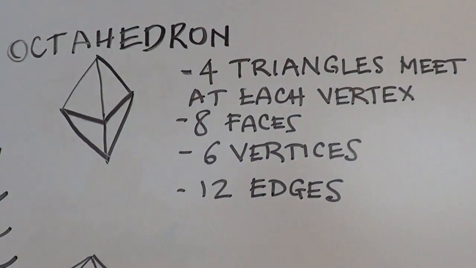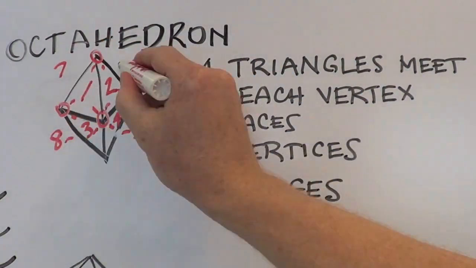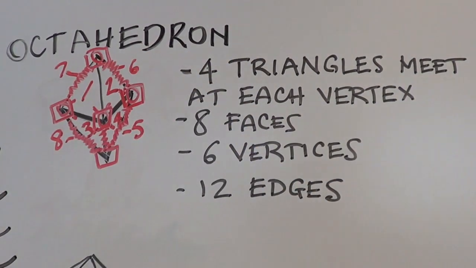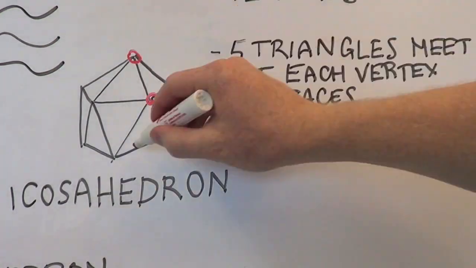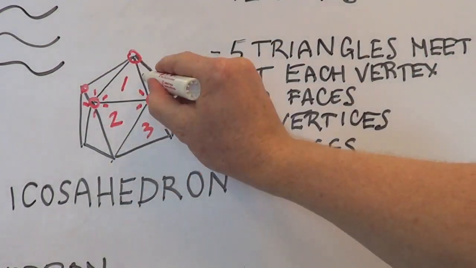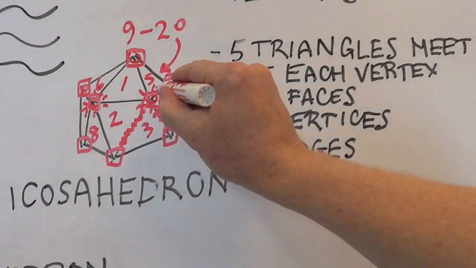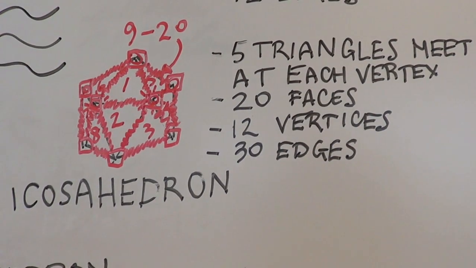Moving on to the octahedron, you're going to find that there's 4 triangles that meet at each vertex. There's 8 faces, 6 vertices, and there's 12 edges. The isosahedron, it's got 5 triangles meeting at each vertex. There are 20 faces, there are 12 vertices, and 30 edges on the isosahedron.